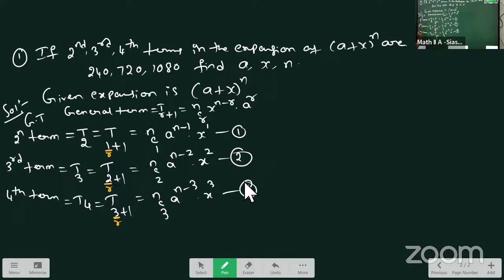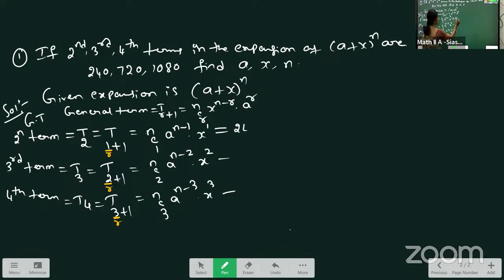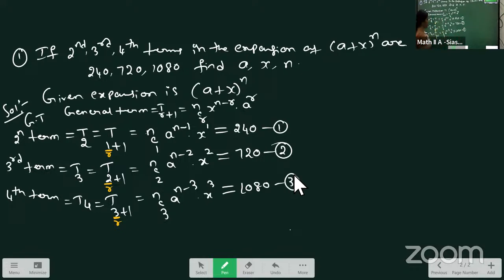This is the given data. Second term, third term, fourth term are given. So now, second term value, how much is given? 240. So here itself, what we have to do? Directly, before giving this equation, substitute the value. Second term is given as 240. Now take this as equation 1. Third term is given as 720. Take it as equation 2. Fourth term is given as 1080. Take it as equation 3. By using these three equations, we have to find the value of a, x and n.